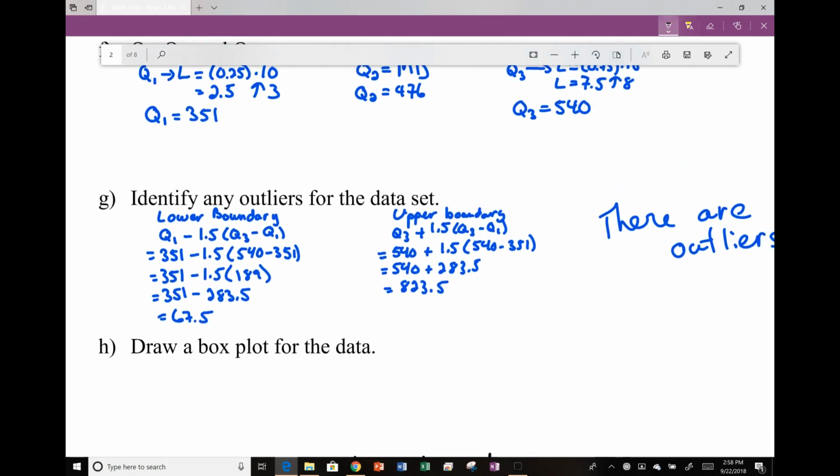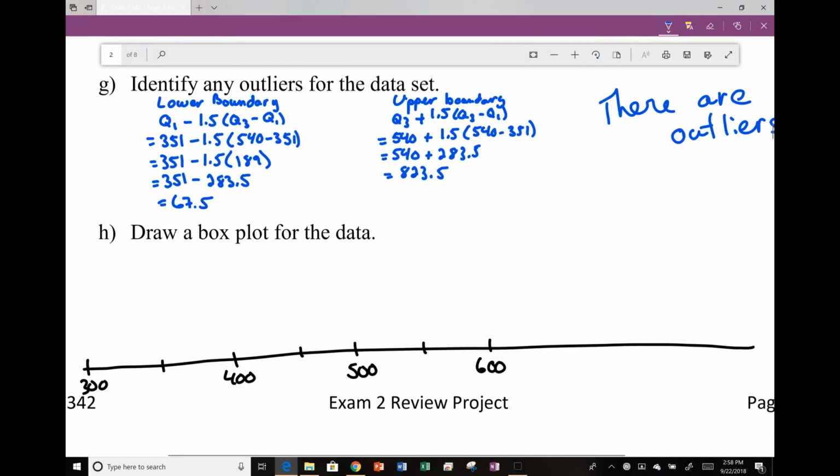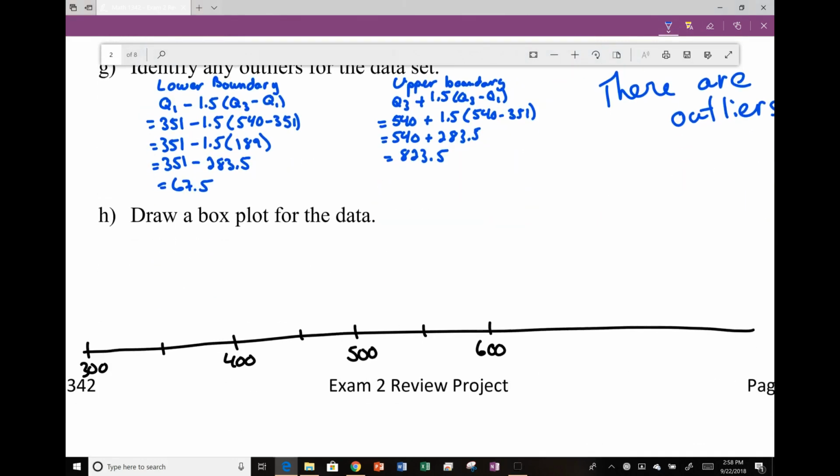Okay. So Q1 was at 351. So I'm going to go here. Here's 350, so here's 351. Q2, which was our median, was at 476. So it's going to be approximately here. Q3 was at 540, which is about right here. I'm going to box this in.